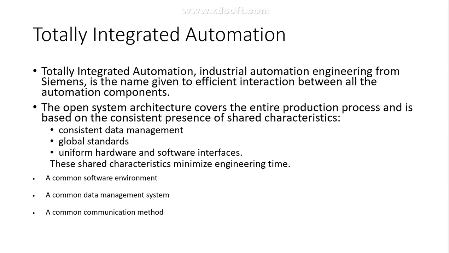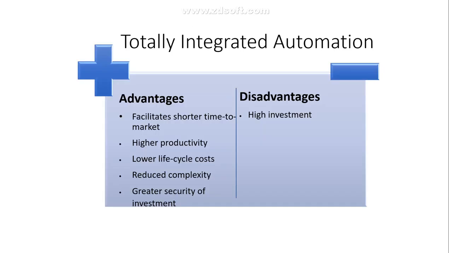Whatever processes you have in your business organization, it is totally integrated, combining all the processes and automating them. Integration is nothing but the combination of all the activities and automating them, creating a single platform in terms of automation. This has certain advantages. It facilitates shorter time to market, as each and every system is automated. So automatically it gives you high production in a shorter period.